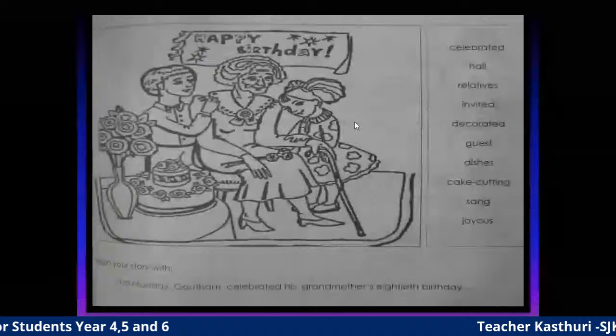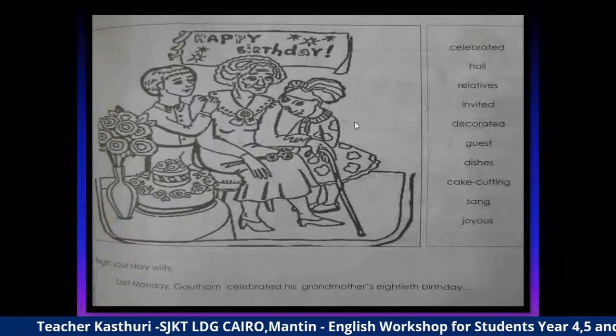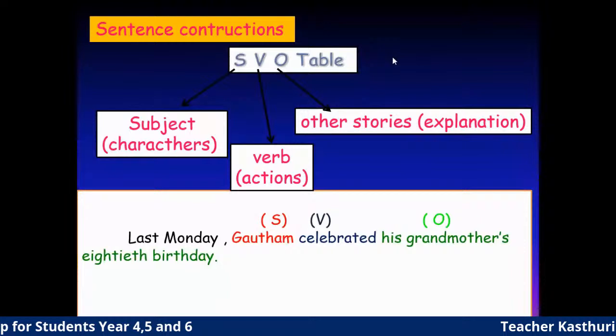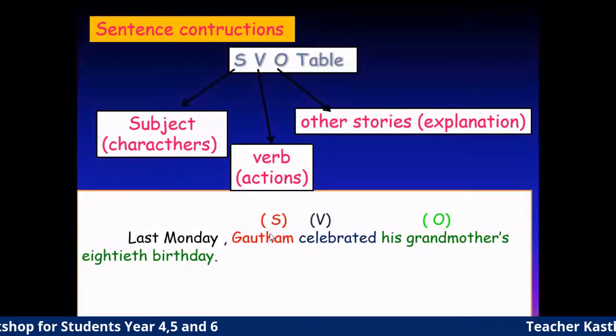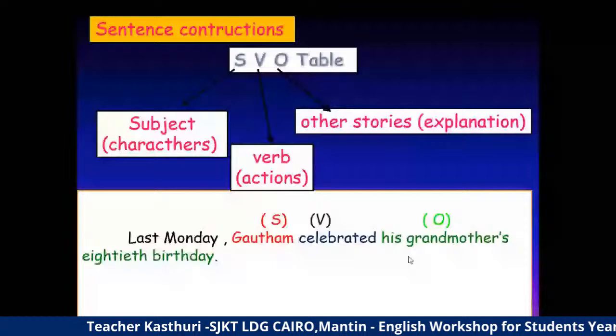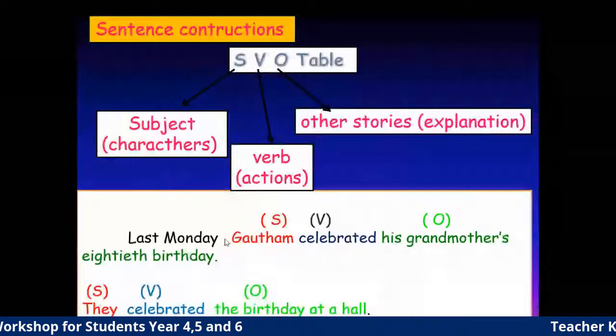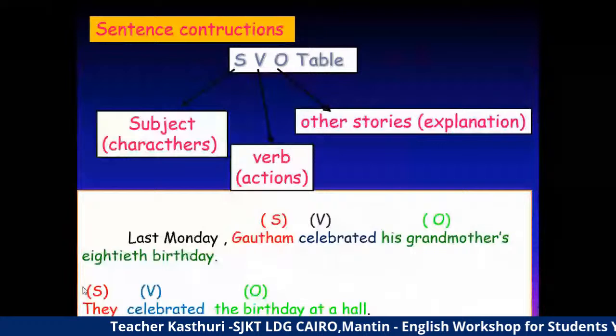So how do we write? For the low achievers who were struggling to write, this was already given last Monday. Gautam is the character, the subject. Look, celebrated is the verb. Other stories, that is the explanation, is grandmother's 80th birthday. Next, so they celebrated the birthday at a hall. You see, they is the subject, celebrated is the verb, the birthday at a hall is the explanation.